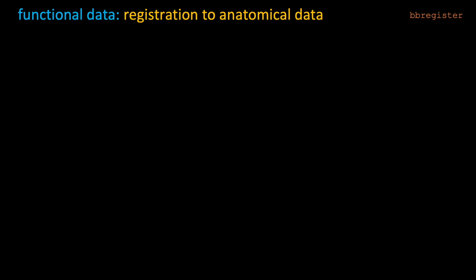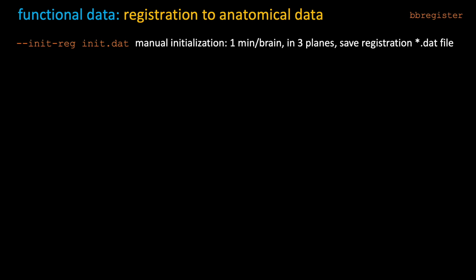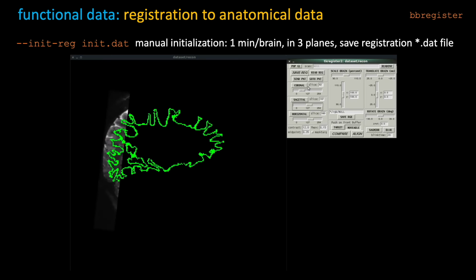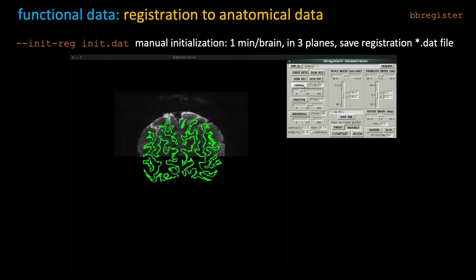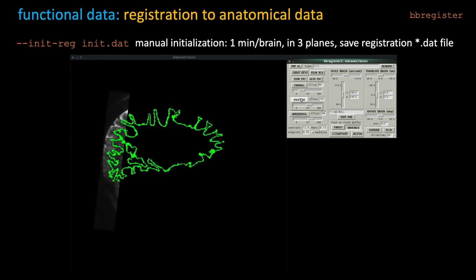And there are a few tricks that you can do with BB Register that I wanted to show you, that I often do. So first of all, you can pass to BB Register an initial registration transformation, which can be created with anything, but I like to just make it manually. So I literally spend 1 minute per brain. As you'll see, this movie is about 1 minute long.